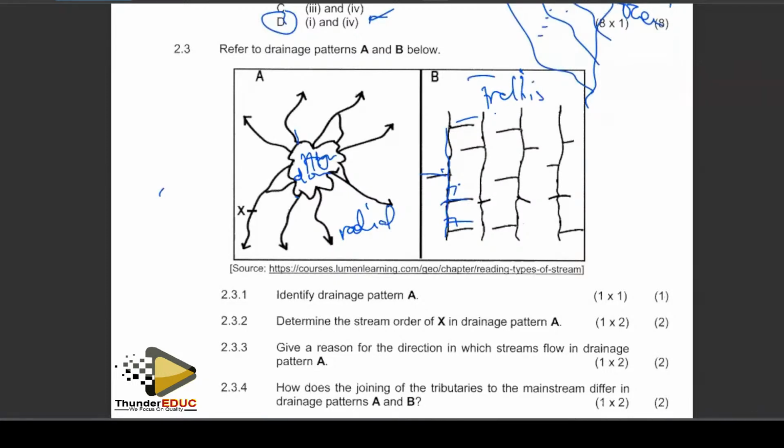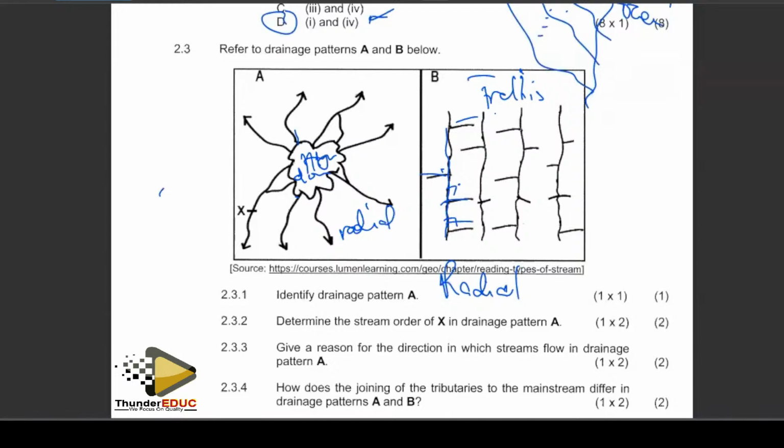Right, let's go to the question. Identify drainage pattern A. We've talked about that. This one is radial. And remember the opposite of radial, the centripetal, where the streams are feeding now into a basin. A low-lying area, streams are coming from the surrounding high-lying areas and feeding into a basin in the central focal point. It's the opposite of this one.